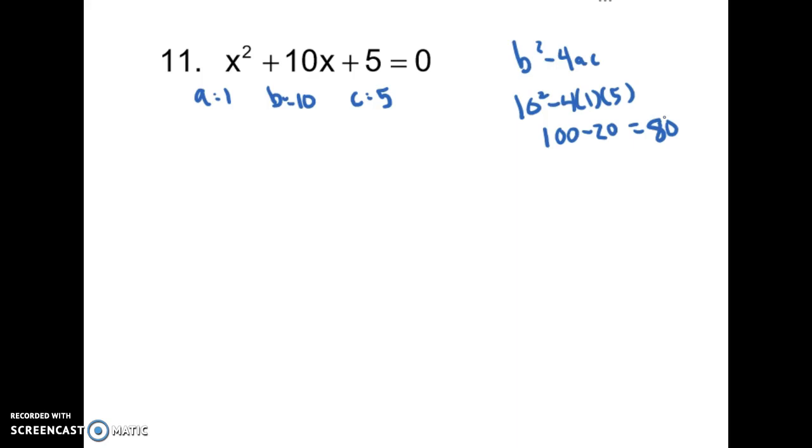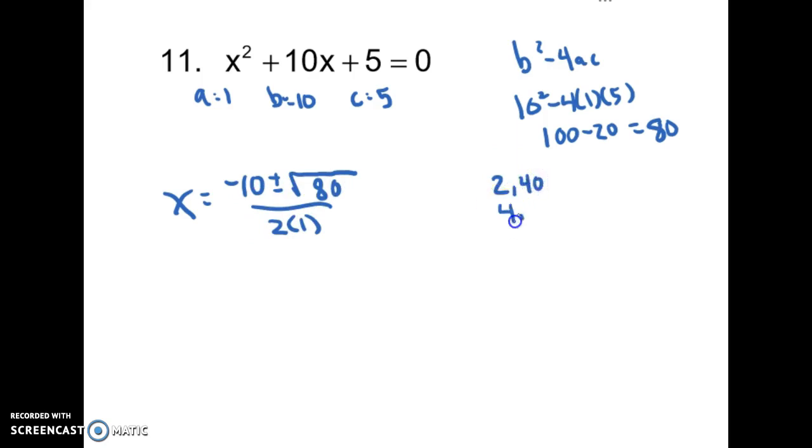So I'm going to apply the quadratic formula. x equals the opposite of b, so negative 10, plus or minus the square root of my discriminant, which is 80, over 2 times 1. 80 I can break to 2 and 40, 4 and 20, 5 and 16, 8 and 10, and I think that's about as far as we can go. So again, I'm looking for the factor combination that has the biggest perfect square, so no perfect squares here or here. It looks like it's going to be that.